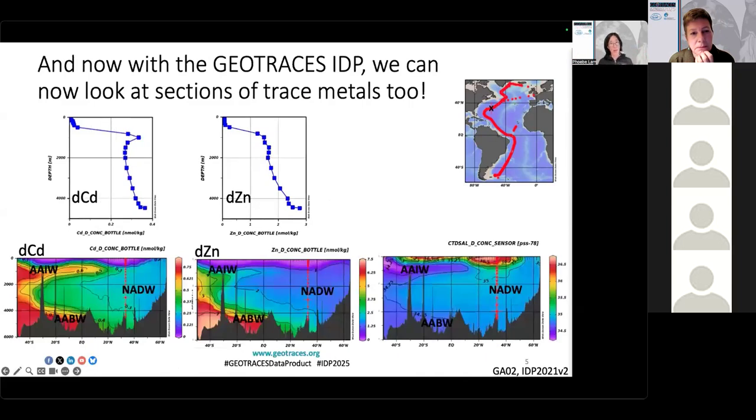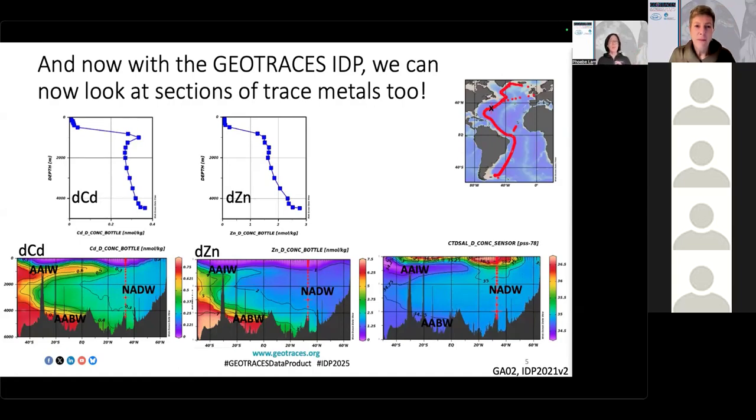And of course, now we can do that with the GEOTRACES IDP. So now we are able to plot these sections of cadmium, these sections of zinc, show them next to sections of salinity, and make those water mass arguments for some of the trace metals. Not all of them, they don't all act this way, but some of these trace metals, especially these two, are beautiful tracers, where the water masses are really important for carrying and determining the distributions of these two trace elements.